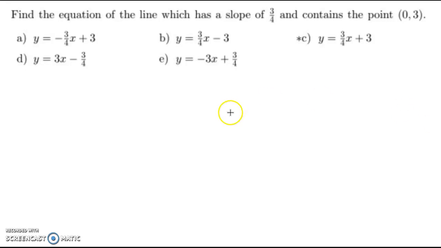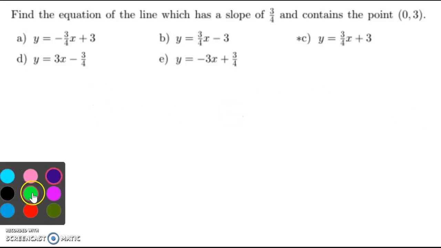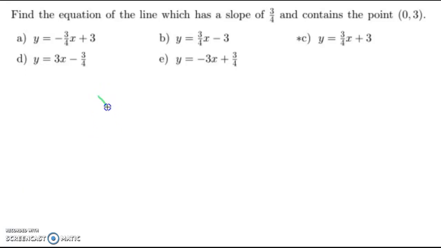Well, first of all, we know that in slope-intercept form, it needs to look like this: y equals mx plus b. Sorry about my messy handwriting. There we go. And the m represents the slope, and the b represents the y-intercept.